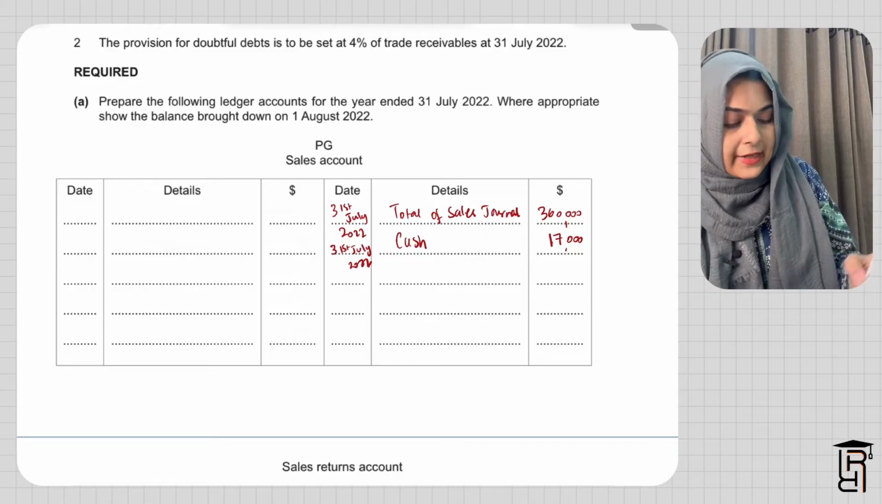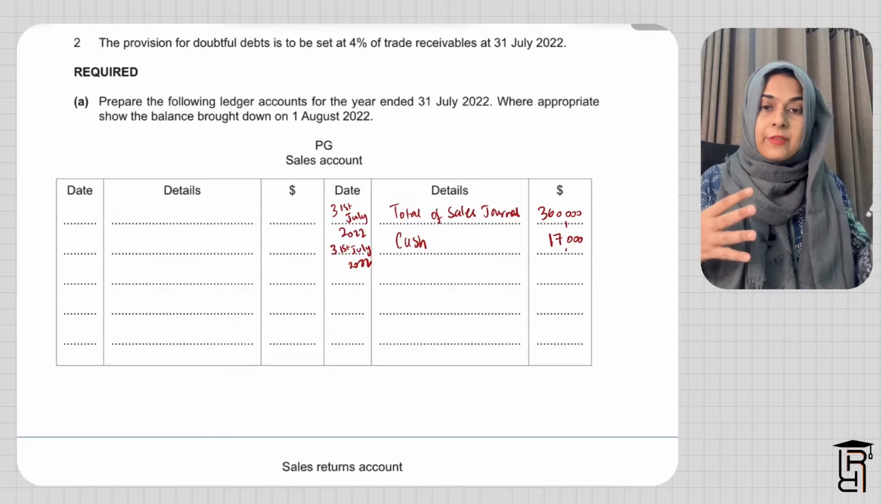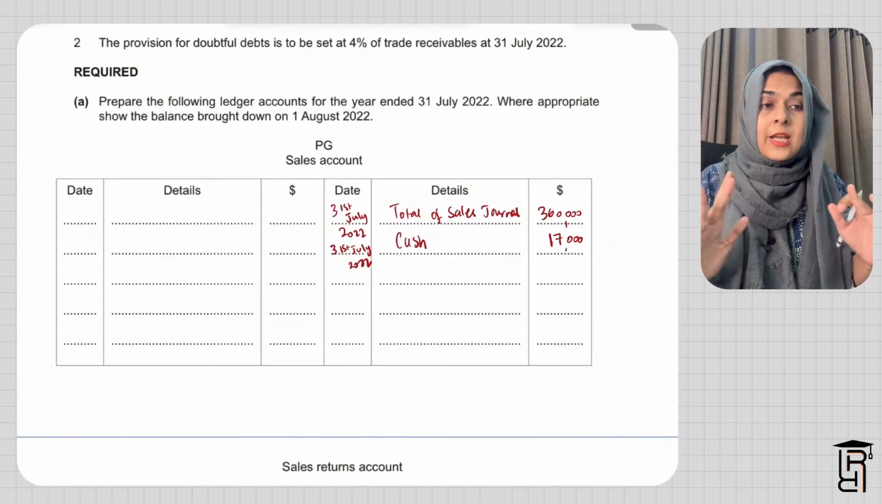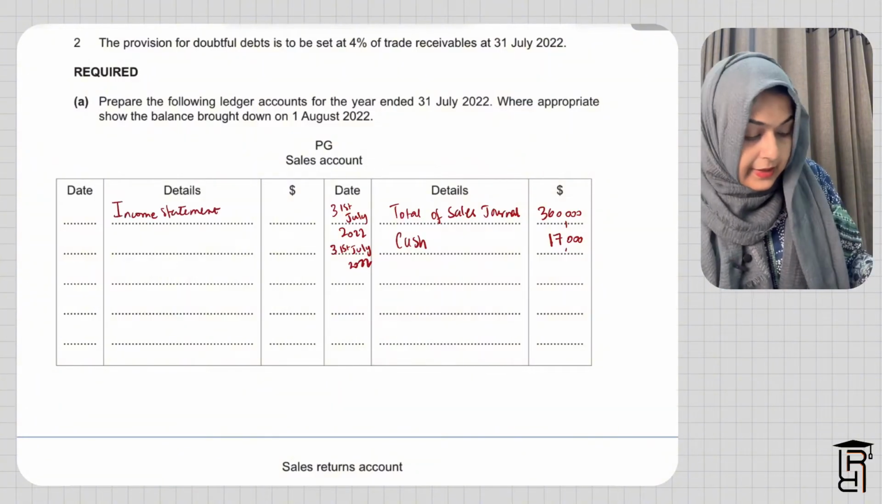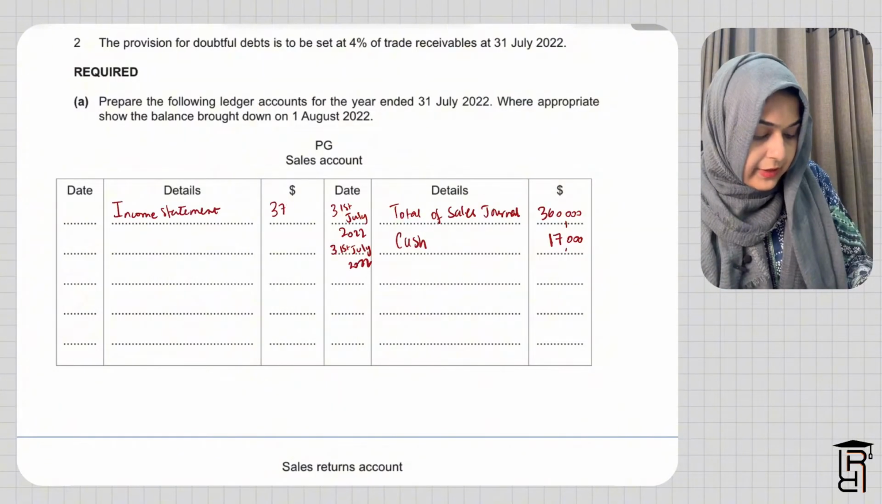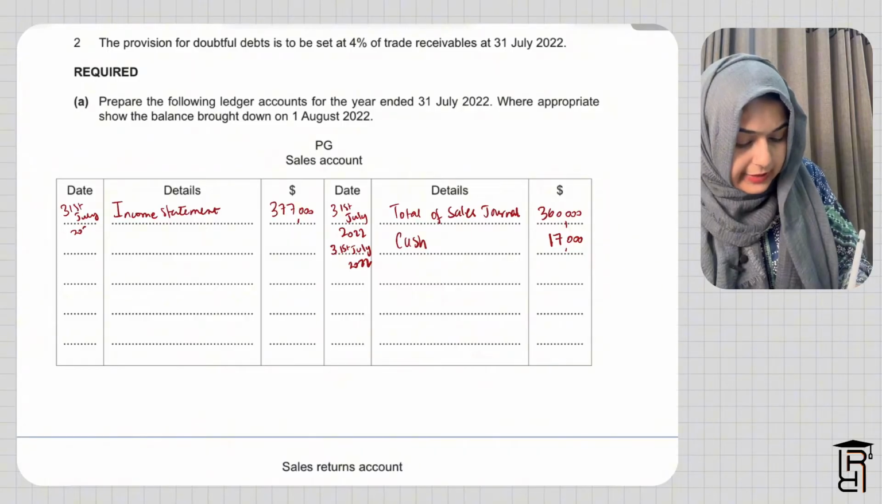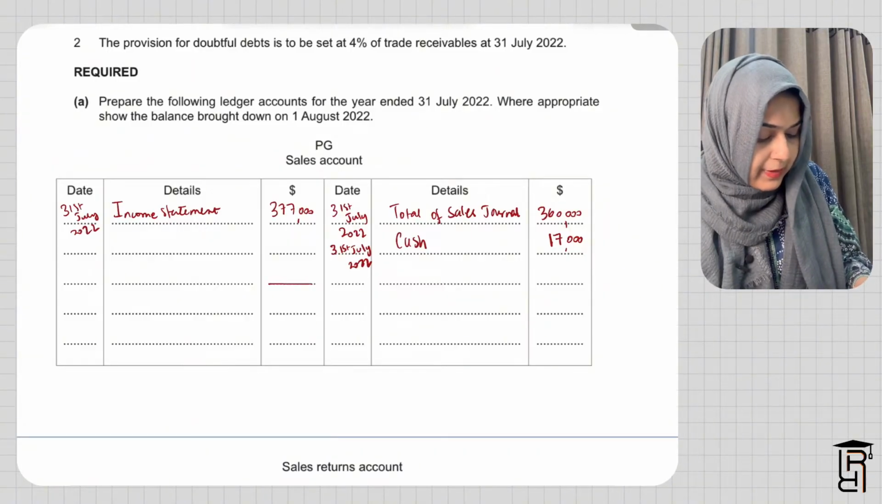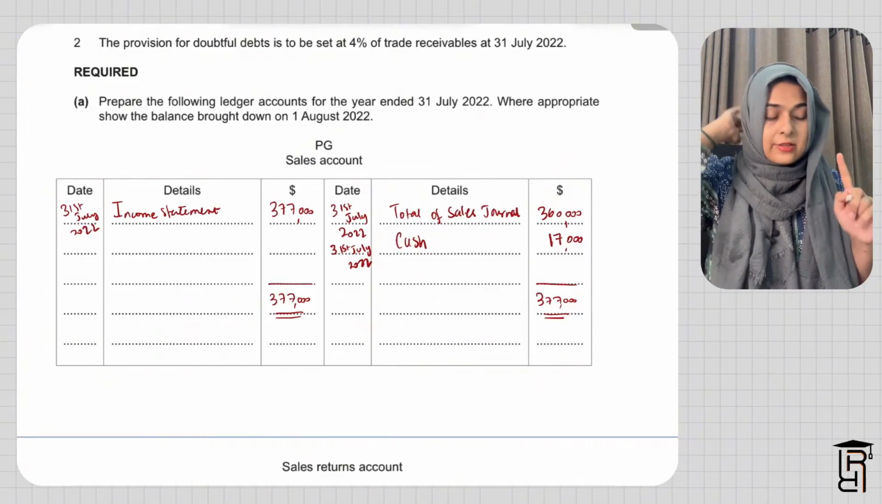And on the debit side, I have to transfer this to the income statement, because at the end of the year all the revenues and expenses accounts are closed and they are basically put into the income statement account. So I'll write here income statement. I'll write here 377,000, and this will also be 31st July 2022. My account will balance at 377,000, which is my total on both sides, and this is basically my total sales, that is credit sales and cash sales both.